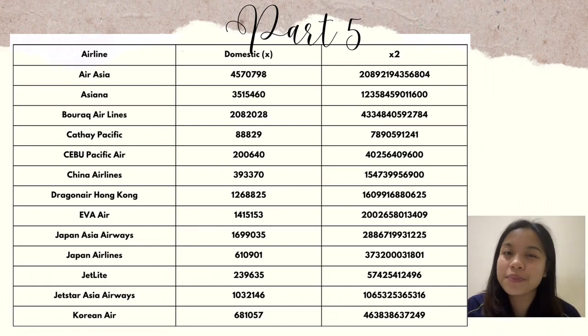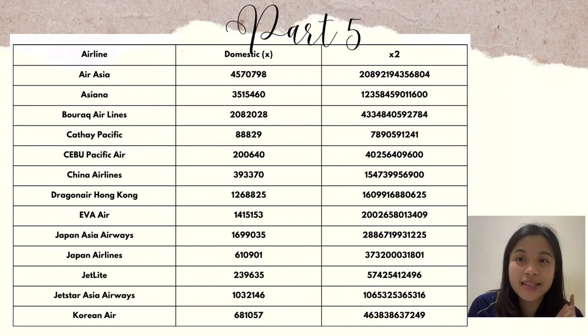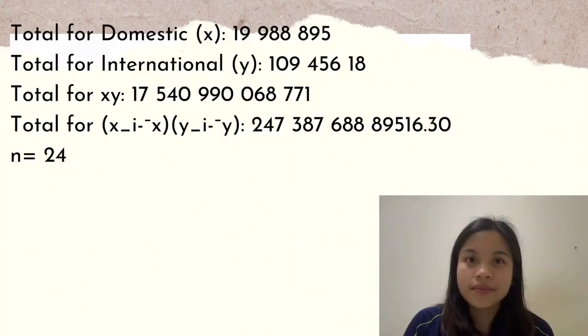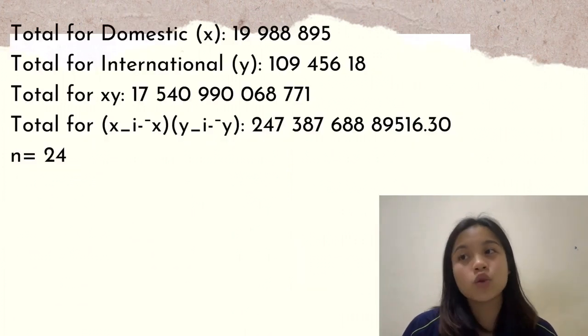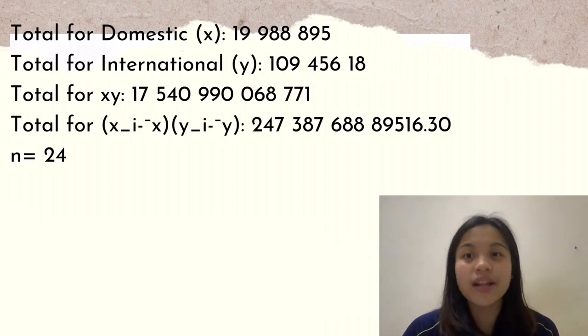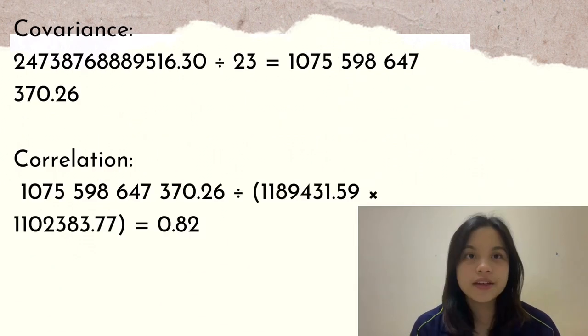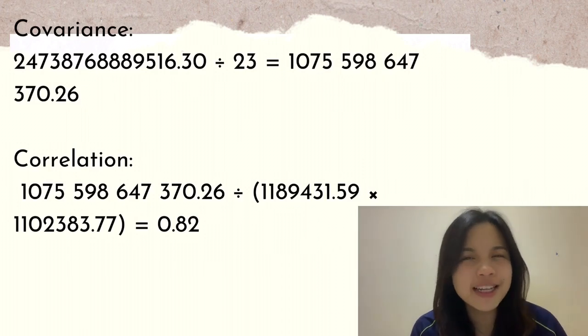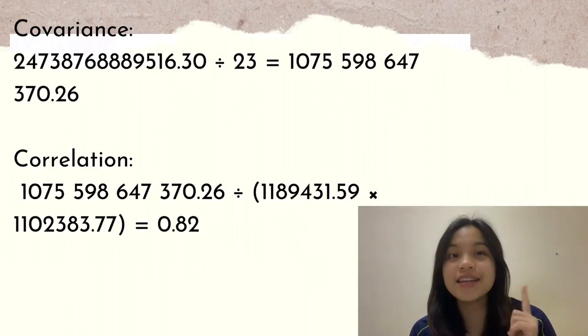Part 5. Measure of association. Measure of association is used to quantify the relationship between two or more variables. And here, I will quantify the relationship between the domestic flights and the international flights. The results have been calculated and are stated in the table. The total amount will help me find the covariance and the correlation of these variables. As you can see, the correlation between these two variables is 0.82. I can conclude that there is a strong positive linear relationship between the domestic flights and the international flights.